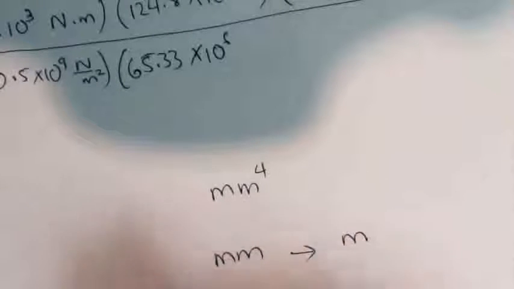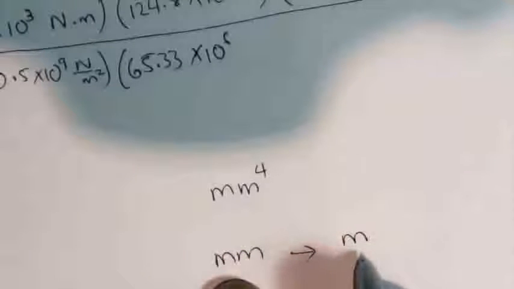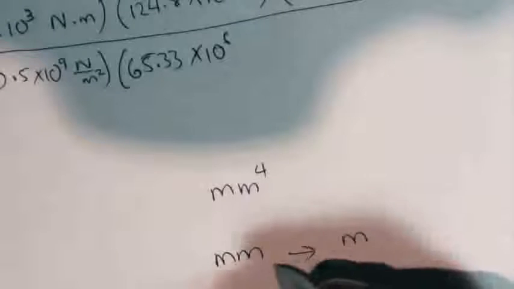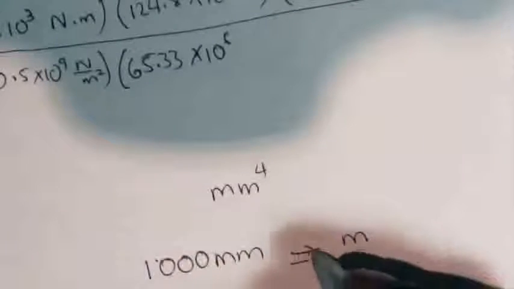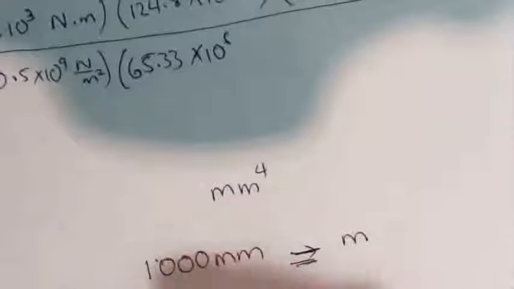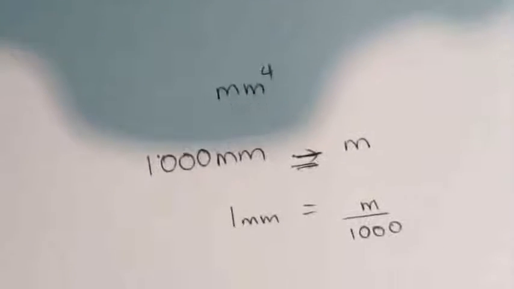So what do I know? I know that 1,000 millimeters will give me a meter. So essentially 1,000 millimeters will give me a meter. So if I put 1,000 millimeters here, it should give me a meter, right? So therefore 1 millimeter is equal to 1 meter divided by 1,000. Is that all right? Are you okay with that?